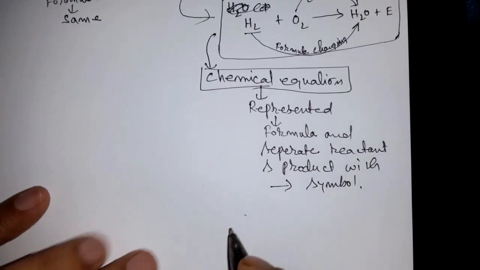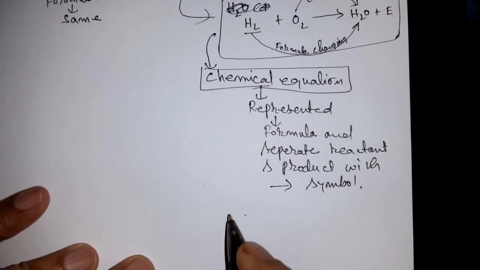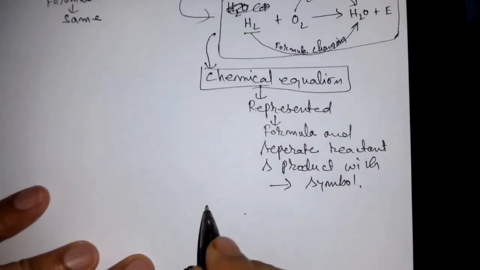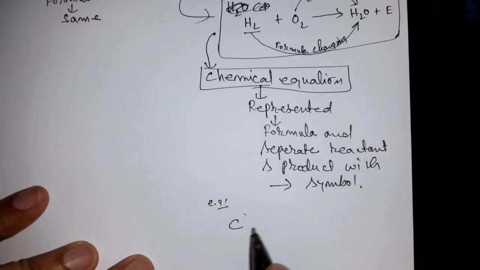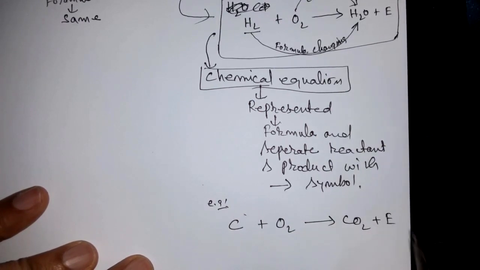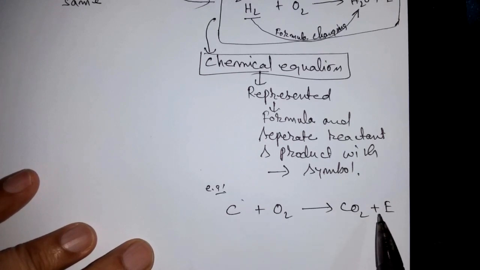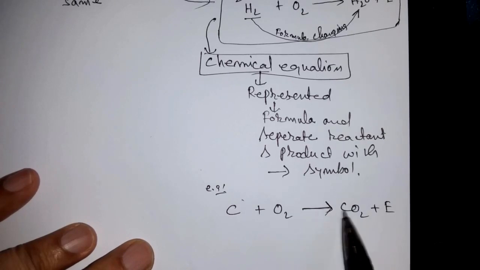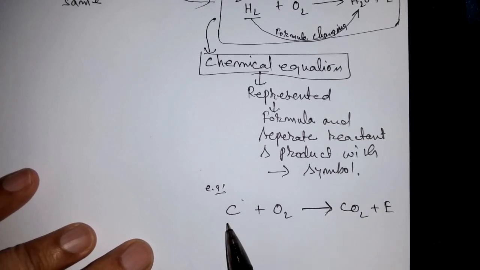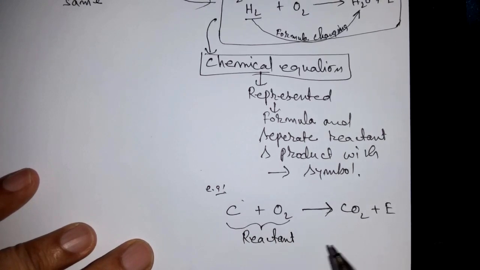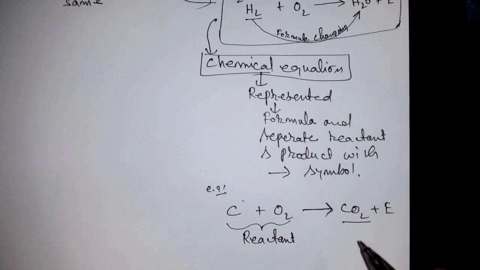So the basic principle of writing chemical equation is that whatever substance we have on the left side, let's take one example. Suppose carbon, when it combines with oxygen, produces carbon dioxide and a lot of energy is released. So this is a chemical equation. Generally we use an arrow sign. Sometimes we can use equal to, but generally arrow is used. Whatever substance we have on the left side, that is before the reaction, is called a reactant. And whatever is coming out is called product.